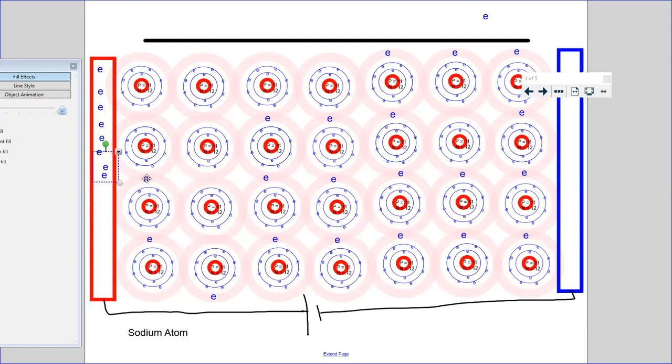Is that right? All these electrons get shifted here. Why? Because positive is attracting it. Negative is repelling it. Got it? Yeah.